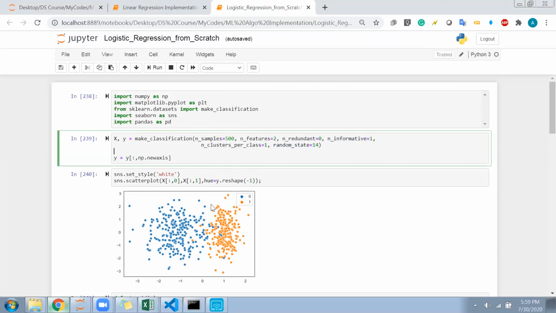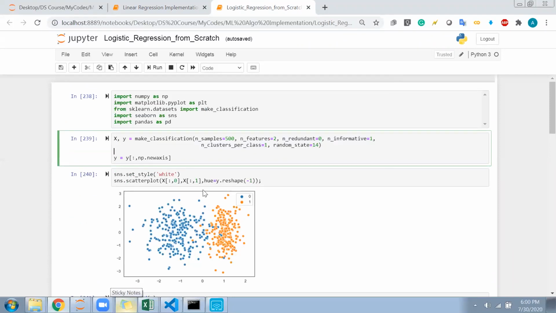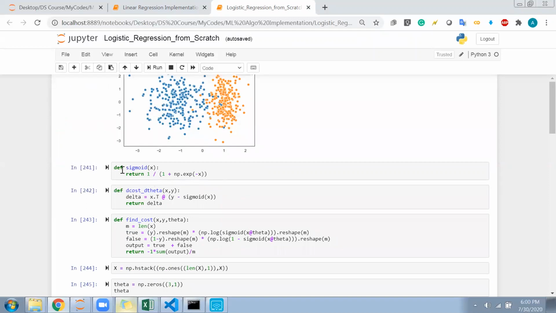So I will plot the data. There are two features in this, so the dimension of my x is 2 into 1, and you can see these are my blue points and these are my yellow, so I need to draw a line in between them. I will define a sigmoid function. Sigmoid of x will be 1 upon 1 plus e to the power minus x. I will also be defining the theta. I have told you that it will be x transpose into y minus sigmoid of x. This is the delta equation that we will be using.